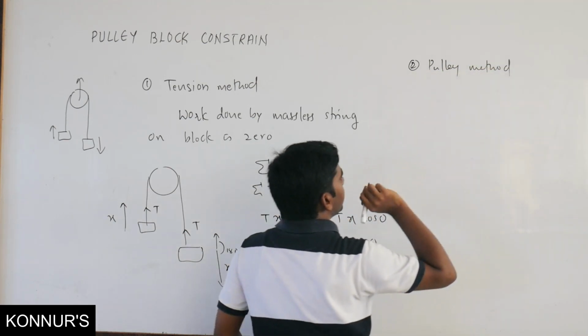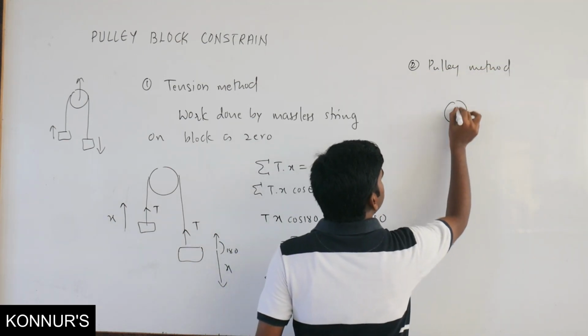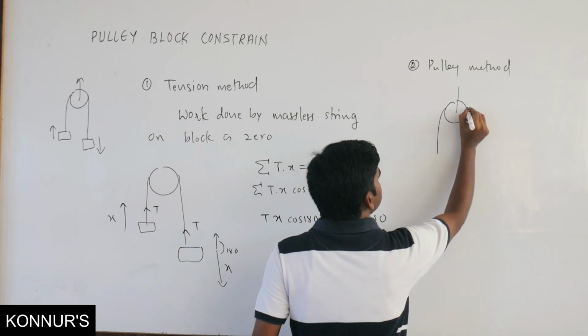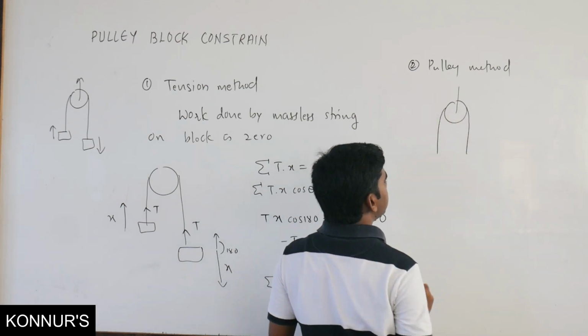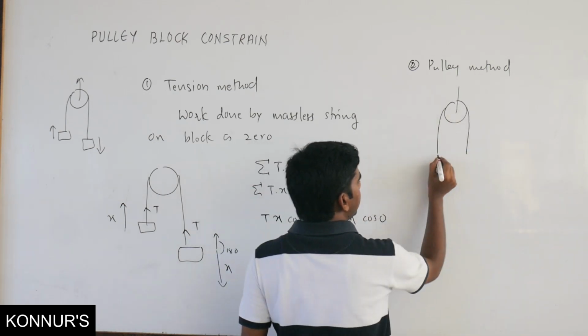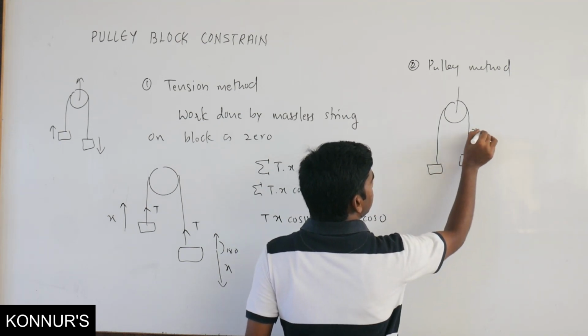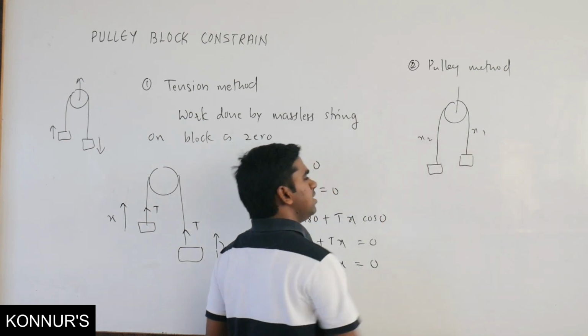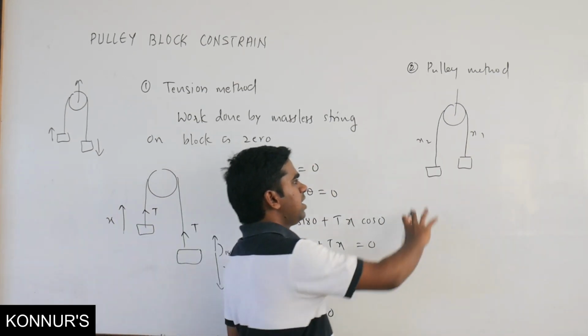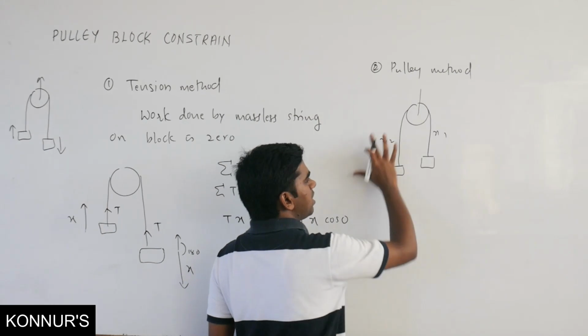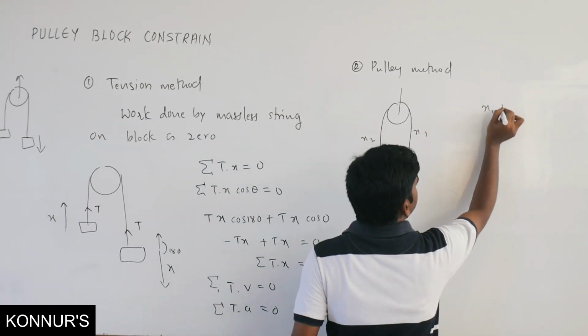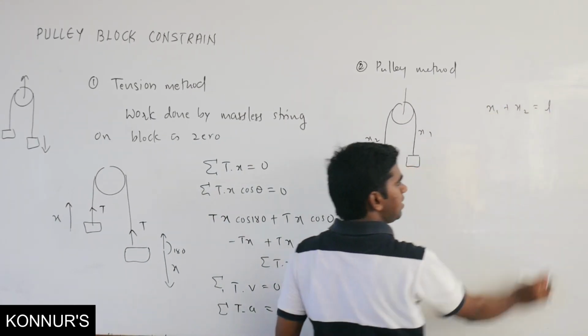So here, suppose you have a pulley over here, and one mass is connected on this side, and another mass is connected on this side. Suppose here distance x1 is there, here x2 is there. If the total length is L, can I write x1 plus x2 equals L?